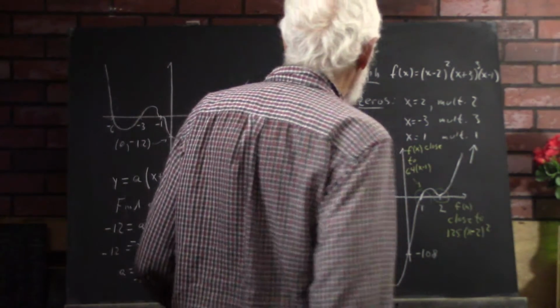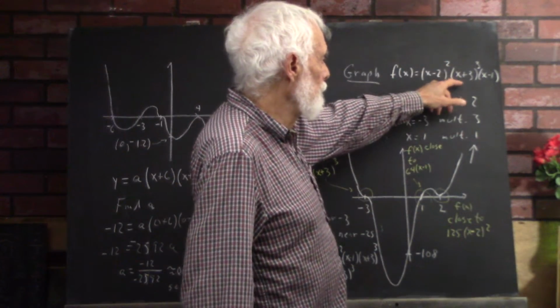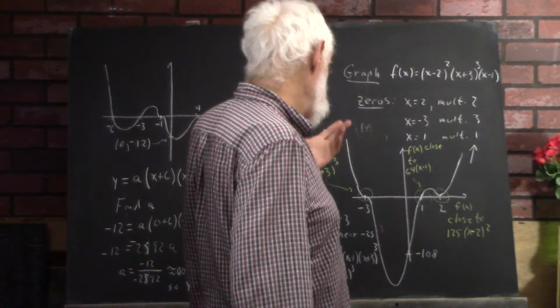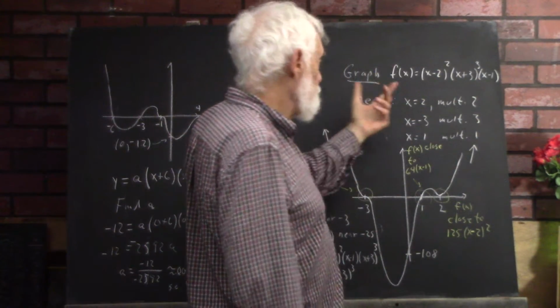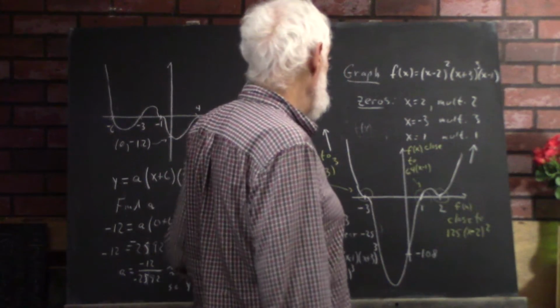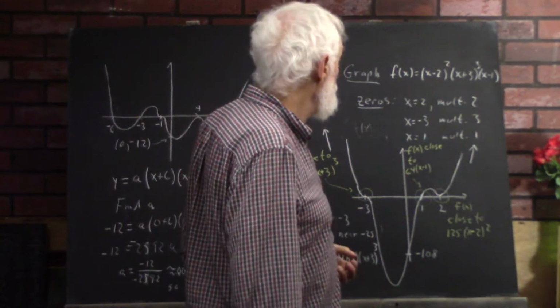Okay, we want to construct the graph of f of x equals quantity x minus 2 squared times quantity x plus 3 quantity cubed times x minus 1. Well, it's easy to see where the zeros are, and that's where we usually start a graph: find the zeros and the intercepts, the y-intercept.